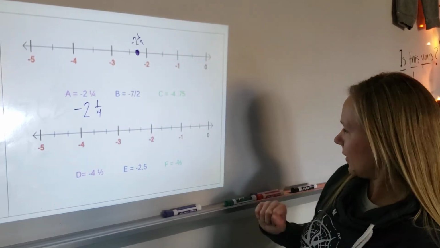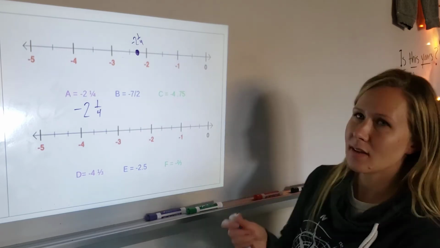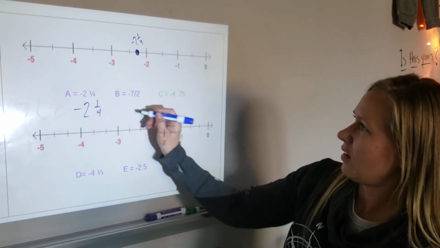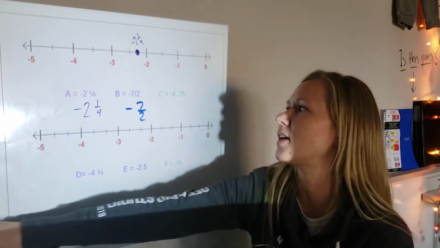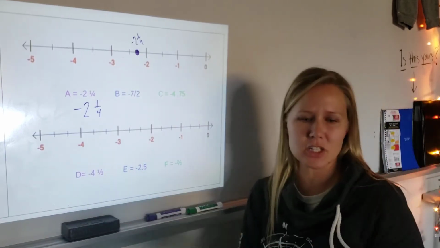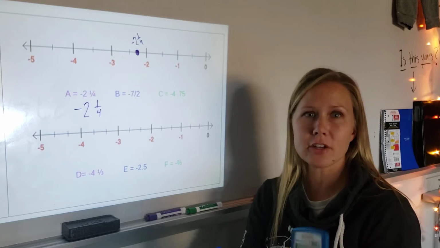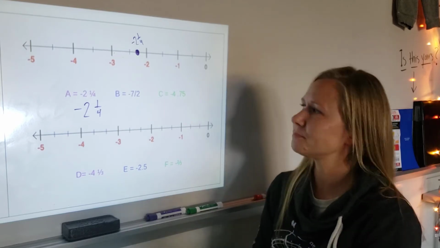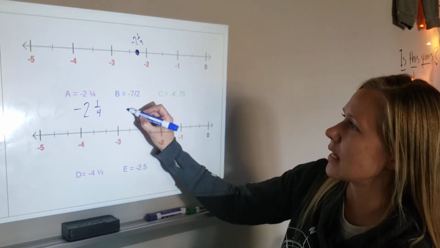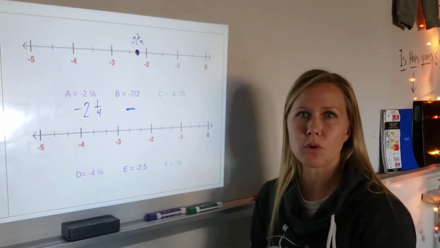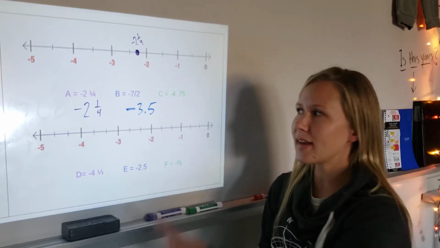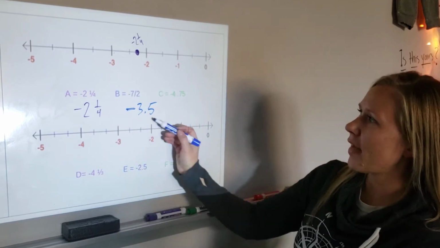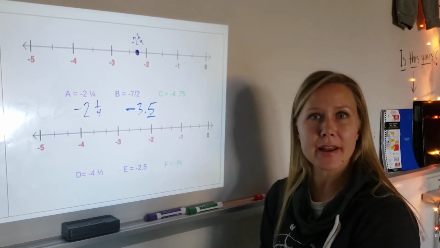All right, let's look at B. -7/2. That's hard to graph. Let's change that into a decimal. Let's use our calculator. Let's get it into a different form. So on your calculator, type in 7 divided by 2. I know it's negative. It's going to stay negative. What is 7 divided by 2? 3.5? Yes. Okay, -3.5.